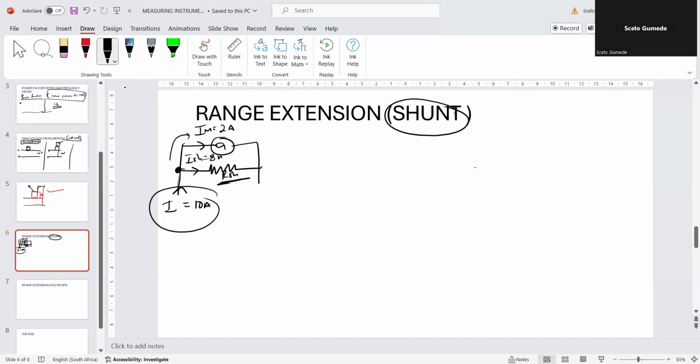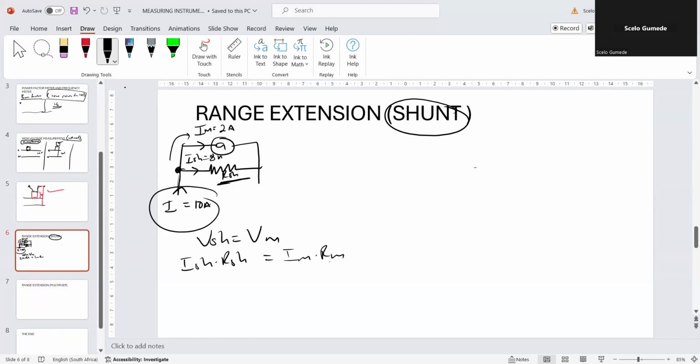Now, how do we calculate the value of that shunt resistor? We're going to say the voltage on the shunt, since they are connected in parallel, is equal to the voltage in the meter. Voltage in the shunt is I shunt times R shunt. You know V is equal to I times R. Voltage in the meter will be IM times RM, RM being the resistance of the meter, IM being the full-scale deflection.